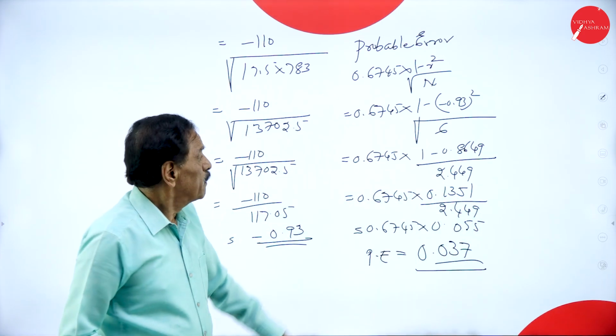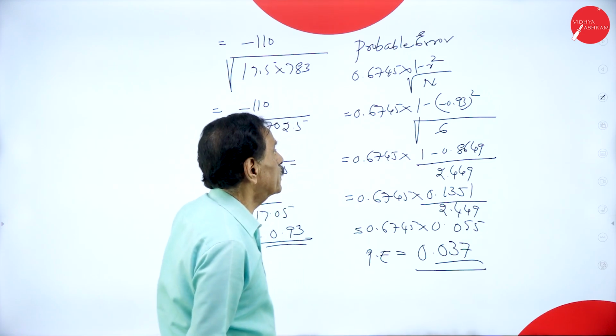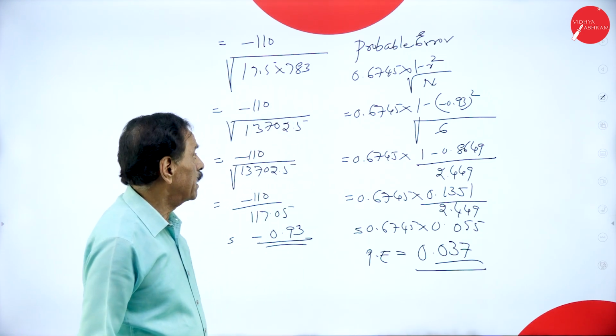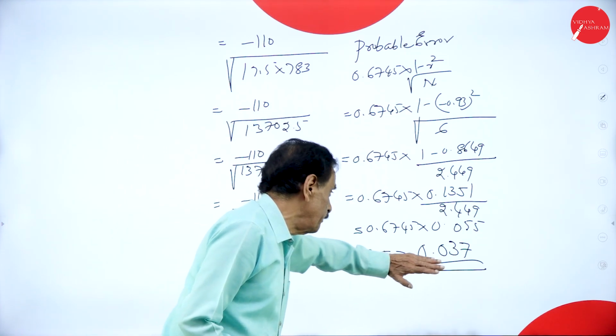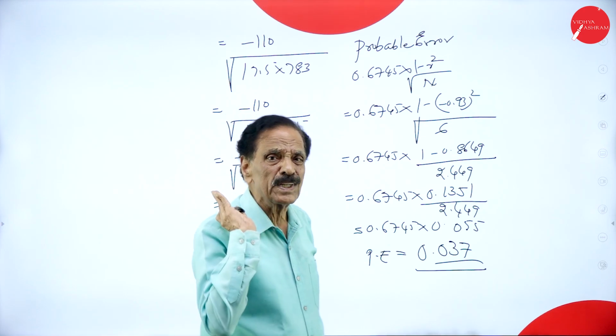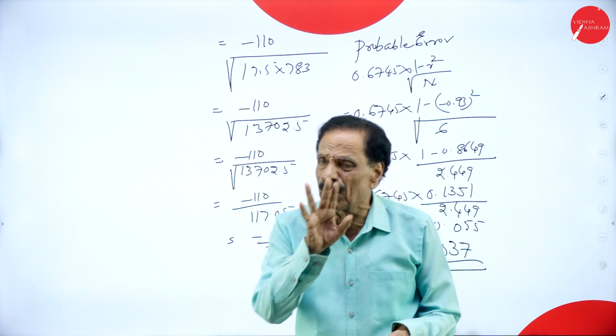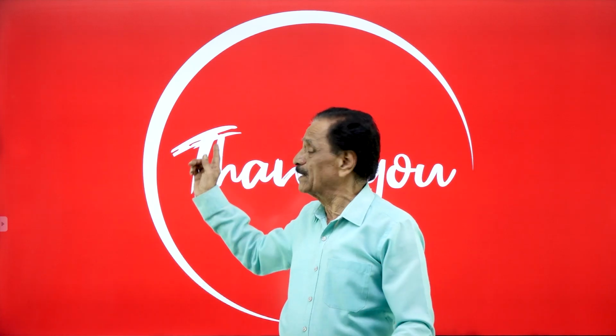Apply the formula. Probable error is equal to 0.6745 into 1 minus r square divided by root 10. Apply. If you get 0.03, that is the difference. Just difference is just 0.03. Hope you understand this problem.